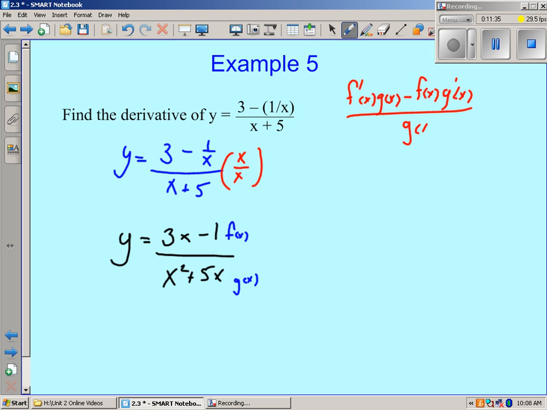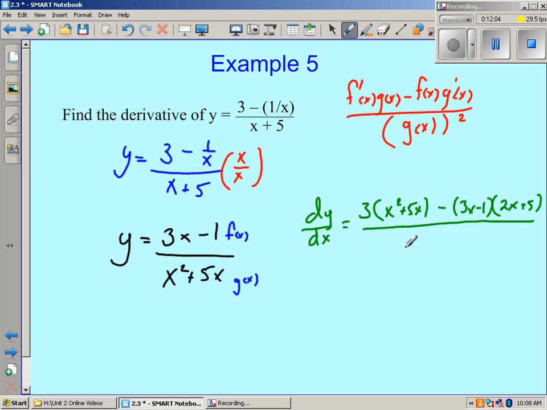So following that rule, I'm just going to go ahead and differentiate this. So dy/dx will equal f prime, take the derivative of the top, which is 3, times the bottom, which is x squared plus 5x, minus, leave the top alone, 3x minus 1. Derivative of the bottom looks like I get 2x plus 5. And then on the bottom down here, I get a square of the bottom, which is (x squared plus 5x) squared.